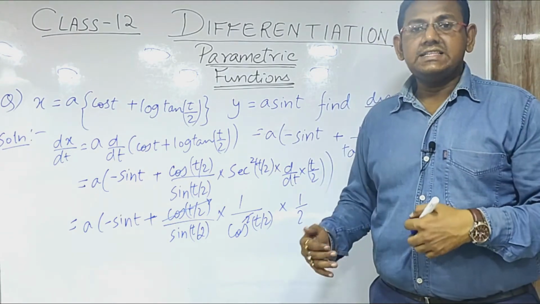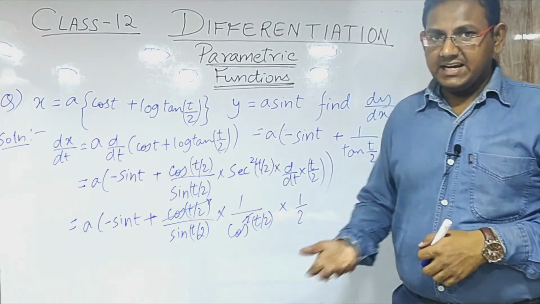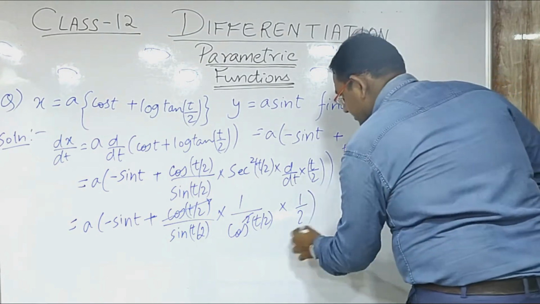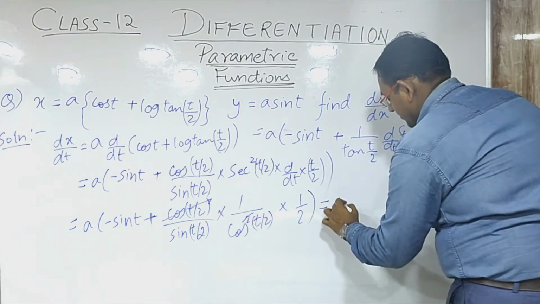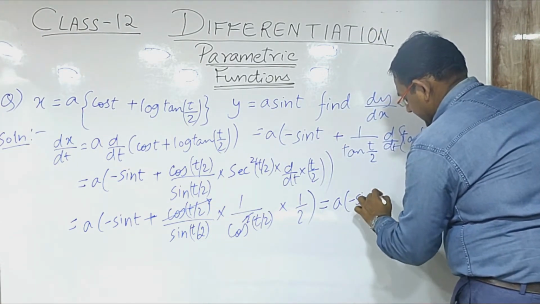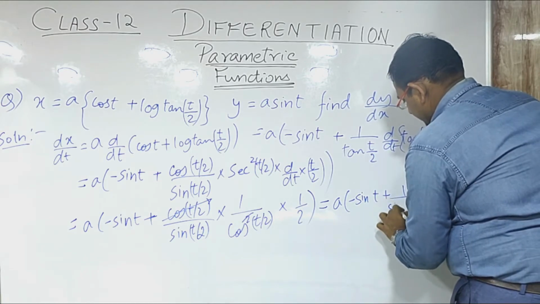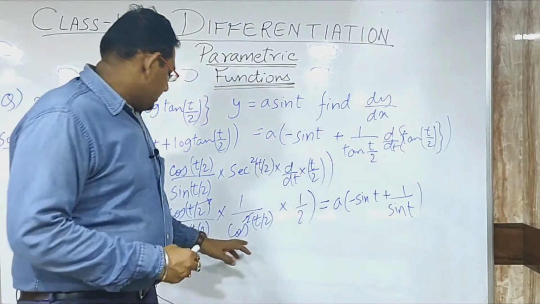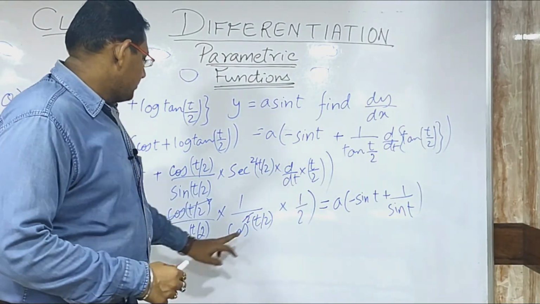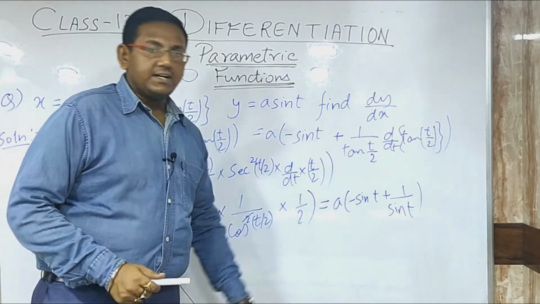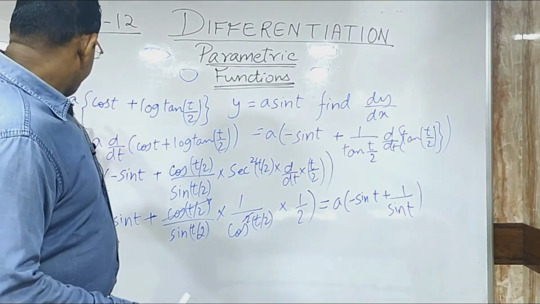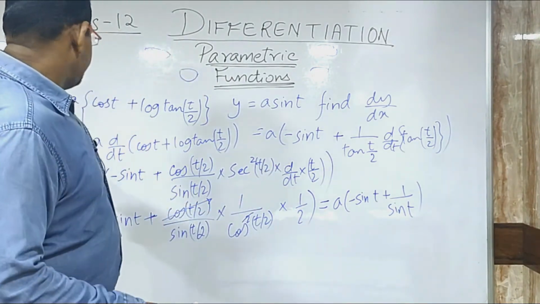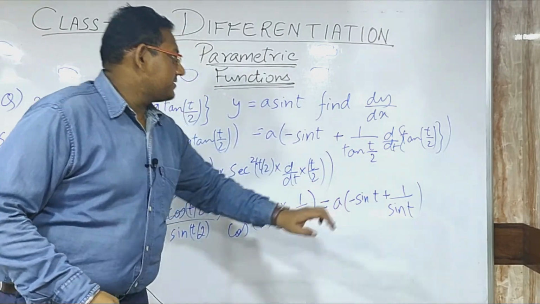Now 2 sin theta cos theta is sin 2 theta. So this is basically a submultiple angle. So we are getting minus sin t plus 1 by sin t, because 2 sin t by 2 cos t by 2 gives sin t. So if we simplify, dx by dt is basically this.